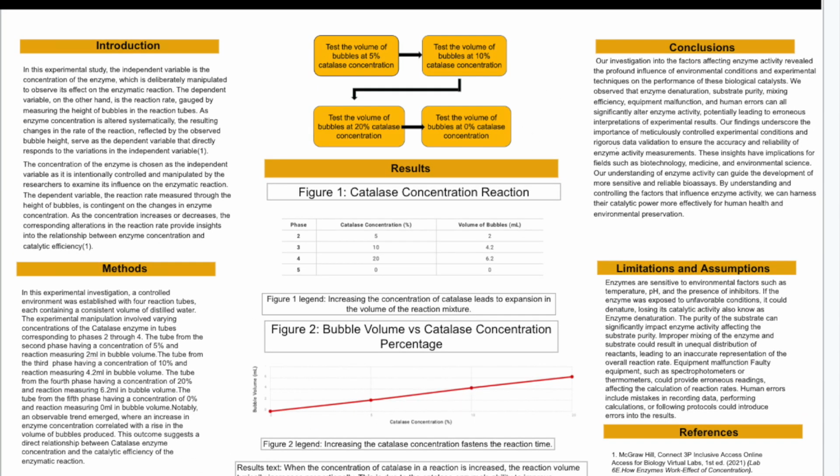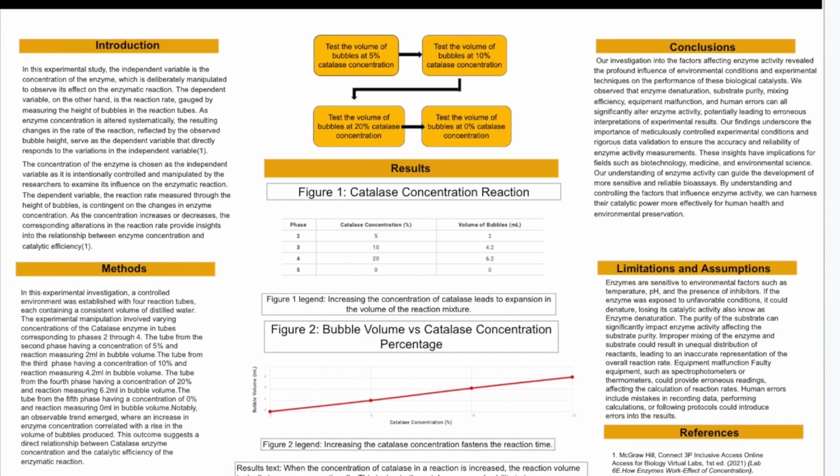The hypothesis was that increasing enzyme concentration would increase the rate of the reaction. The prediction was that the rate of the reaction would increase linearly with the increasing enzyme concentration. Also, enzyme concentration is a factor that affects the rate of an enzyme-catalyzed reaction.